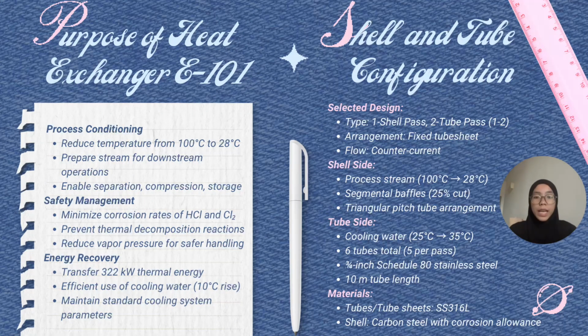Now, I will present the purpose and configuration. E101 cools the process stream from 100 degrees to 28 degrees for downstream operations, while improving safety by reducing corrosion, decomposition, and vapor pressure, and recovering about 322 kilowatts of heat. It is a one shell pass, two tube pass countercurrent shell and tube exchanger with segmental baffles, 3/4 inch schedule 40, SS316L tubes of 10 meter length, and a carbon steel shell with corrosion allowance.